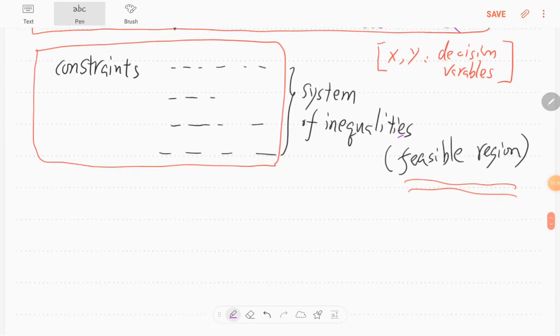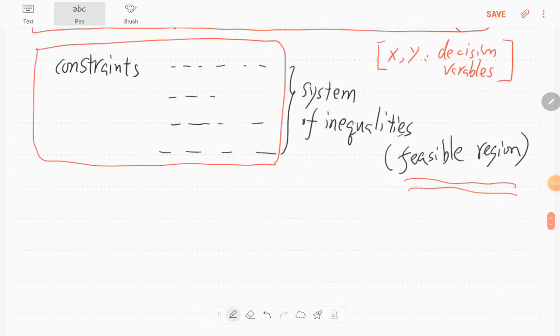So now let's look at some application problems.